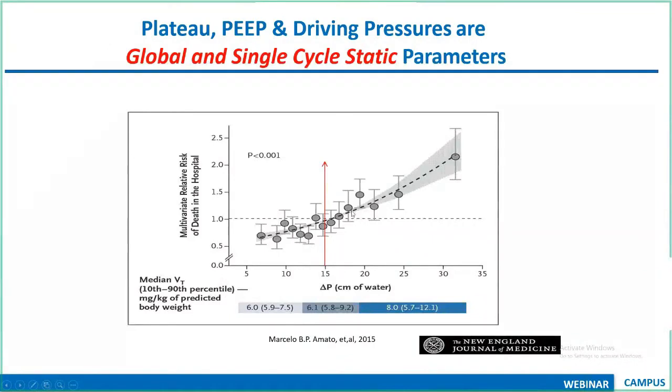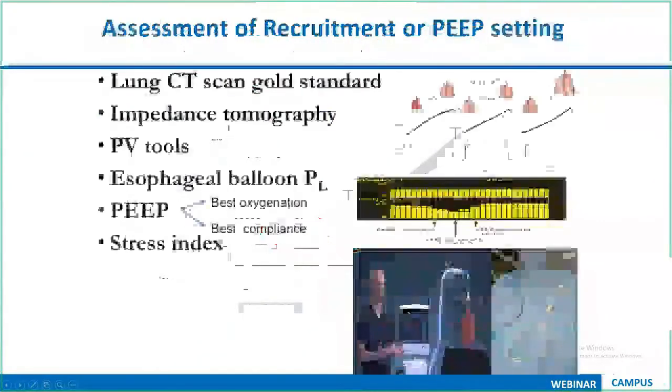This we discussed last time, but just refreshing once again: a driving pressure of less than 15, in this ARMA trial, has shown a decrease in mortality. That is why we are trying to ventilate an ARDS patient with a driving pressure of less than 15.